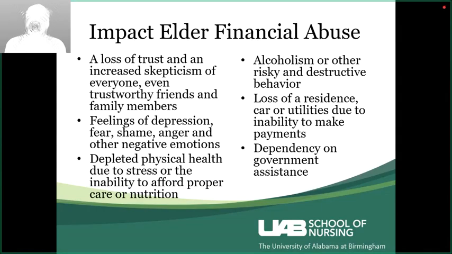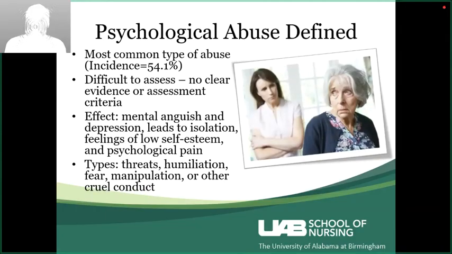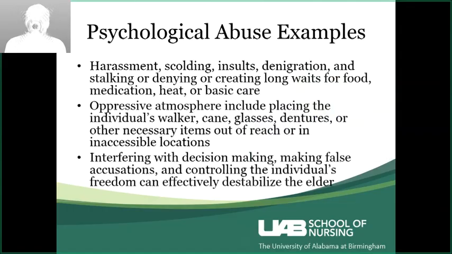So the impact of elder abuse, and financial, obviously, the impact is the same. It's loss of trust, increased skepticism and fear, shame for making the decision to give the money to somebody they didn't know. So the bottom line is they become dependent on government assistance. There's psychological abuse, the most common type of abuse, and it comes with all kinds of mental anguish and depression, isolation. You can't tell someone that your daughter is doing this to you or your son because it is your child. And of course, we're looking at what that is.